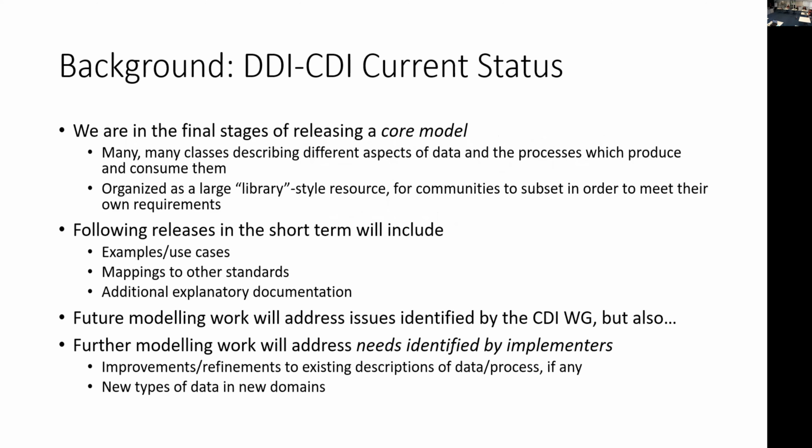We're basically releasing the core model in the immediate term, and there's a lot of work going on to make that happen. What did I say earlier? 160 classes of different types, right? And we expect people to consume them sort of as a library, as the basis for something specific used by a community. We talked about that earlier this morning.